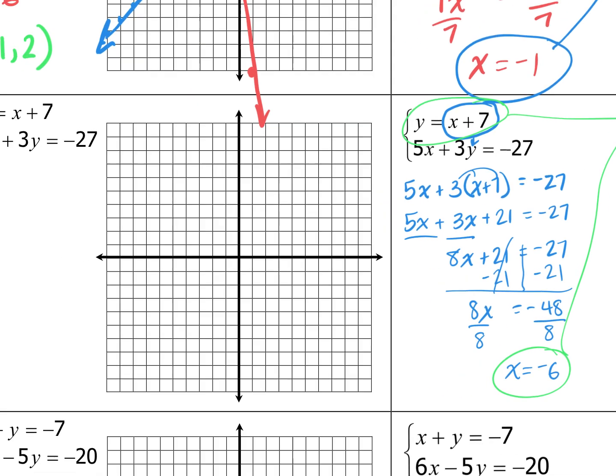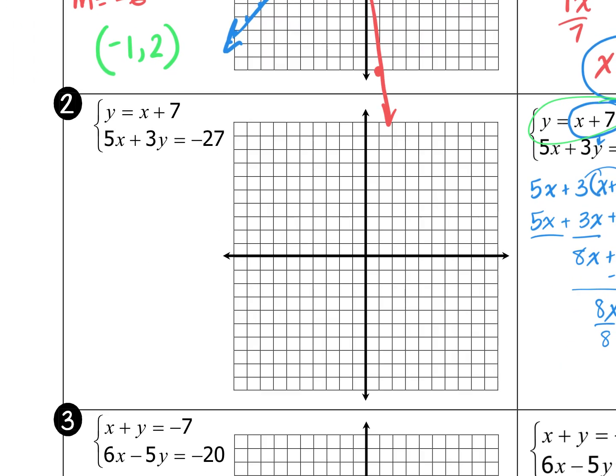Okay, so let's look at the graphing. Like you said, Brennan, the first one is set up in slope-intercept form. My y-intercept is 7, and my slope is 1. Up 1, right 1 gives us our slope. If you run out of space, then you can go down and left, because down and left is the same thing as up and right.